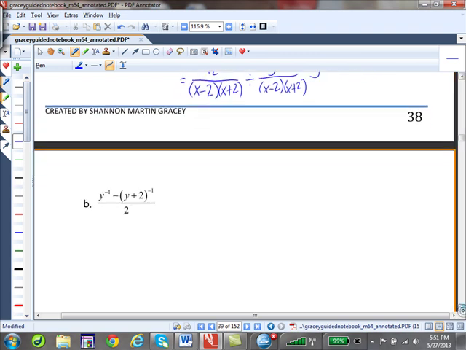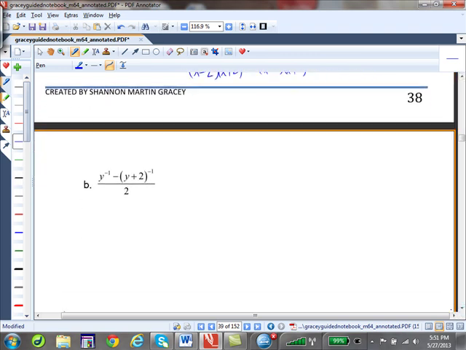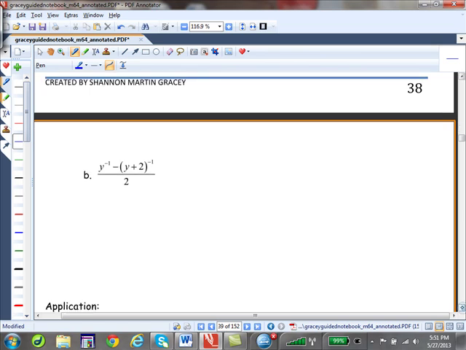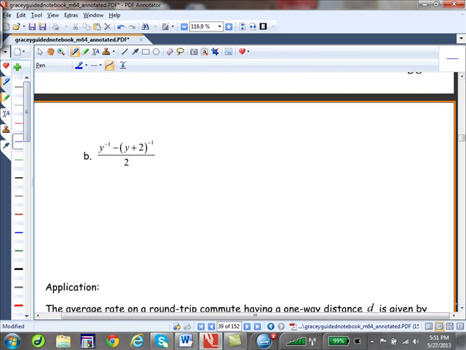Now B is a wee bit tricky. For B, my advice would be to use properties of exponents to write it more like you're used to seeing. So y to the negative 1 is 1 over y, and then y plus 2, that quantity to the negative 1, is 1 over y plus 2, and that's all divided by 2.